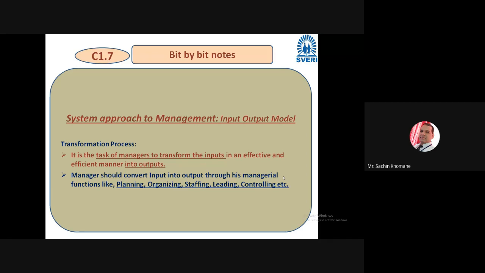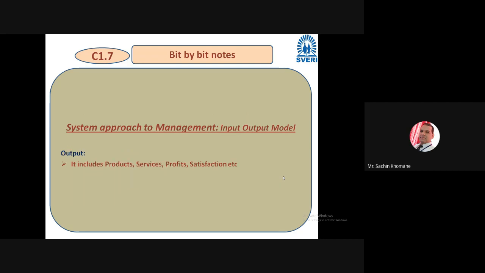He has to organize. He has to staff. He has to lead. He has to control. So he has to do these many functions, and he has to transform that input to output. Getting? This is the one thing. Then after transforming the input, output will be there. So what may be the output? Obviously your organization's goals, like product, service, profit, satisfaction, etcetera, that will be output.